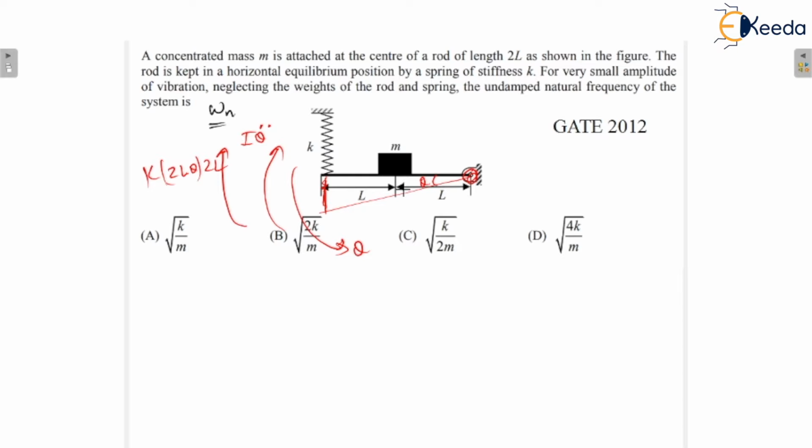Now, in the horizontal condition, I already told you that you cannot consider the mg torque, because mg is already balanced by the initial deflection of the spring. So we don't consider the mg torque in case of the horizontal condition. So the equation would become I theta double dot plus K into 2L into 2L, which is 4L square, so that means 4KL square theta is equal to 0.